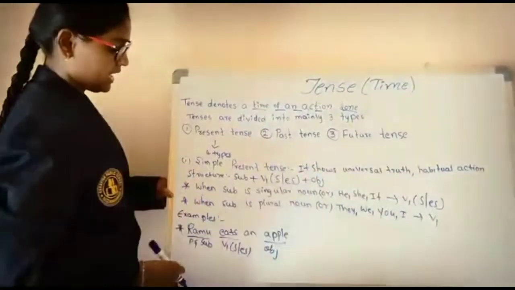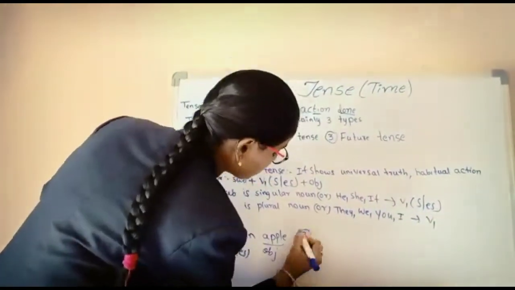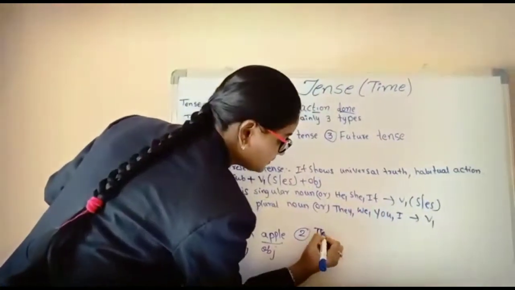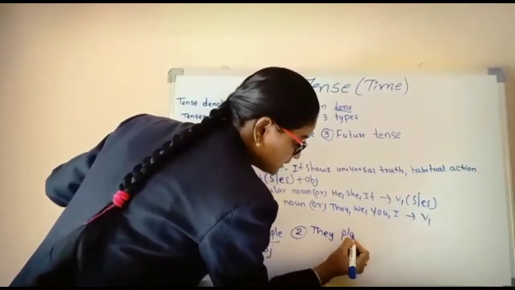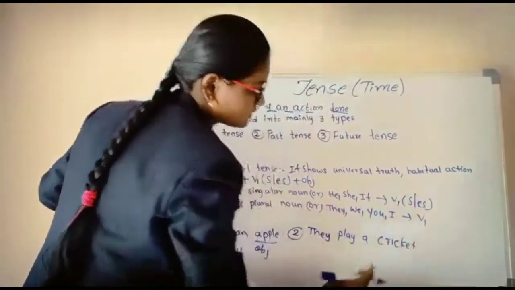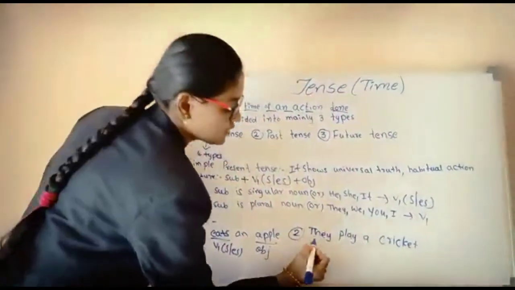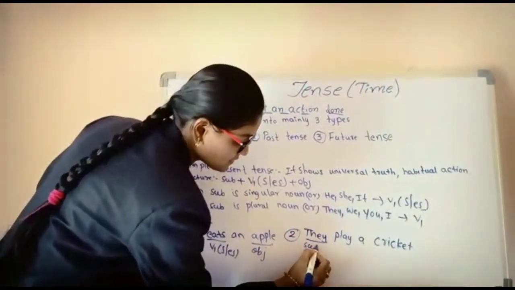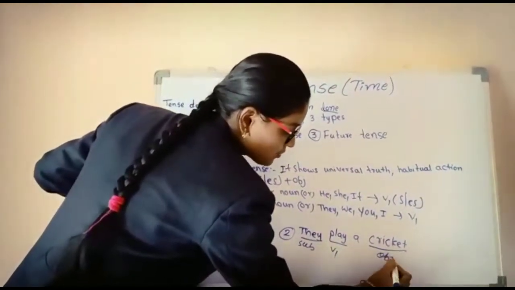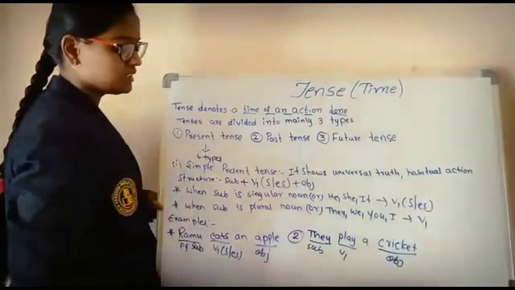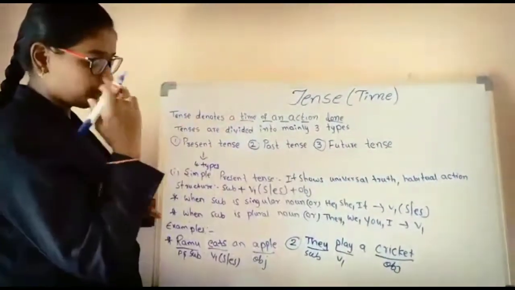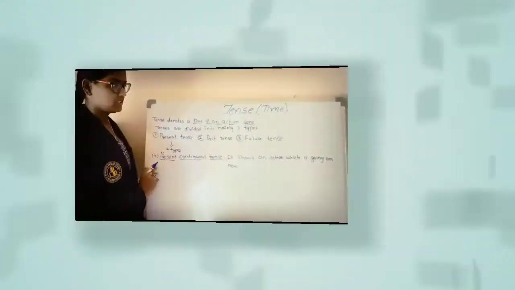Instead of a noun we can use pronouns also: he, she, it. Second example, I am using only V1 with a pronoun. They play cricket. Here they is the subject, play is only V1 and cricket is the object. Why did I use only V1? Because there is a plural pronoun or plural noun.